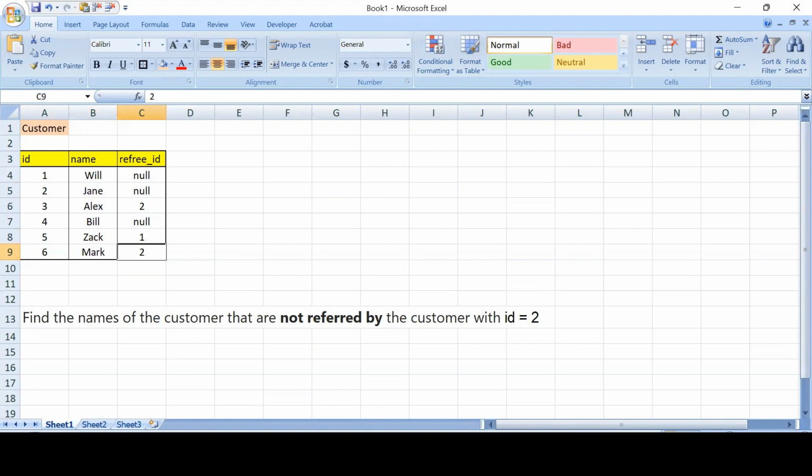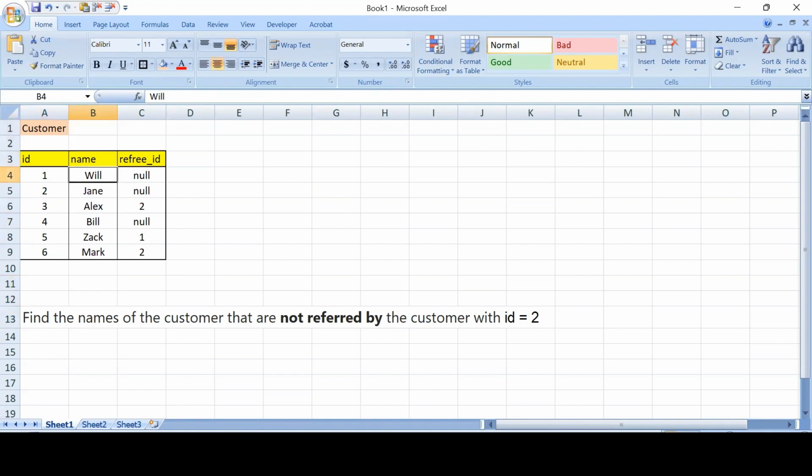Now, what is it that we are trying to do from this? We have to find out the name of those customers who are not referred by ID number 2. As you can look at the problem statement here, we have to find out the name of all those customers who are not referred by the customer with ID number 2. So let's look at our table again.